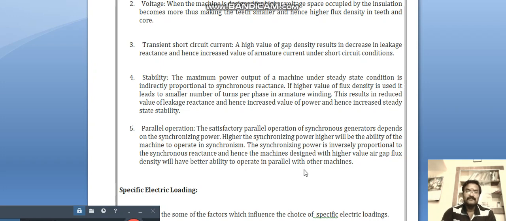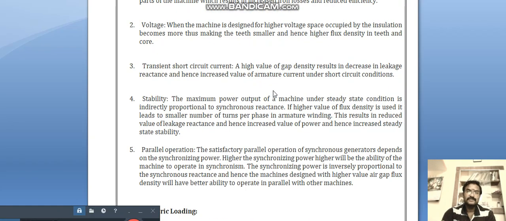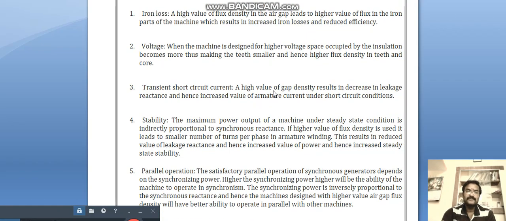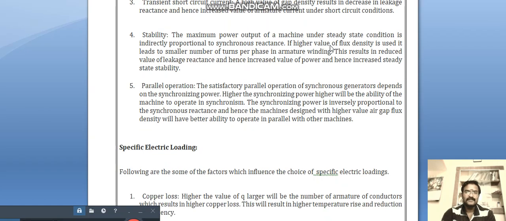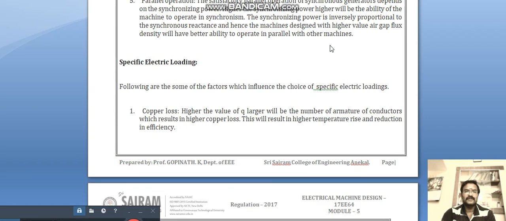But in some cases, as in the first point, if we have more specific magnetic loading, the losses will increase, the iron loss will increase, and because of that the efficiency is reduced. So when you choose the specific magnetic loading, the value should not go beyond a particular range. Normally, 1.8 weber per meter square is the opted value of specific magnetic loading. Second one, specific electric loading.